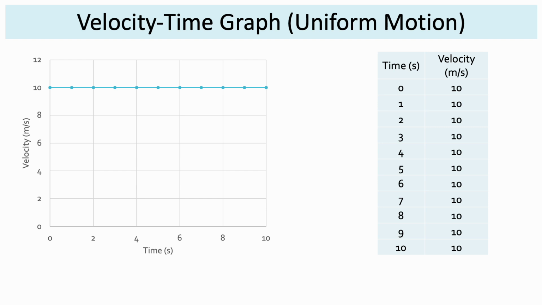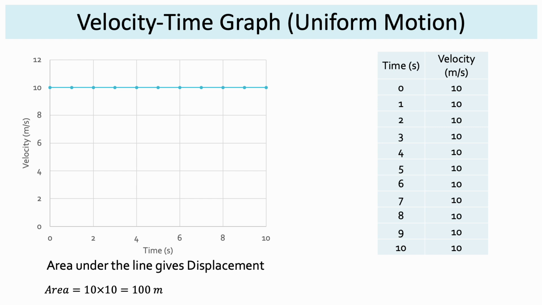So here the velocity is 10 meters per second for the entire 10 seconds. So once again, area under this line would give you displacement. So 10 multiplied by 10. That would give us displacement of 100 meters.